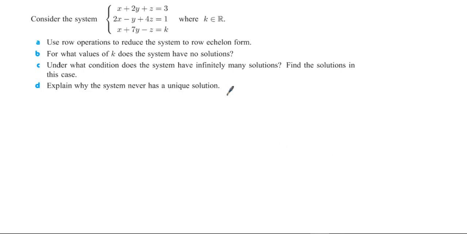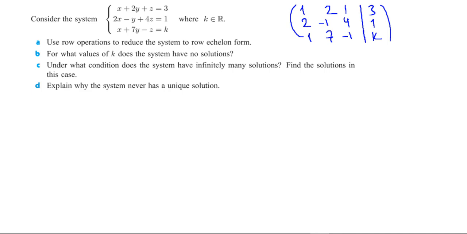So let's go with one example from your book. Yes, the main problem comes when you have letters, when you need to analyze it. So let's rewrite it first in matrix form. It will be 1, 2, 1, 3, 1, k, and 2, minus 1, 4, and 1, 7, minus 1. So let's read what the question asks. Use row operations to reduce this into row echelon form, so in the triangular form.